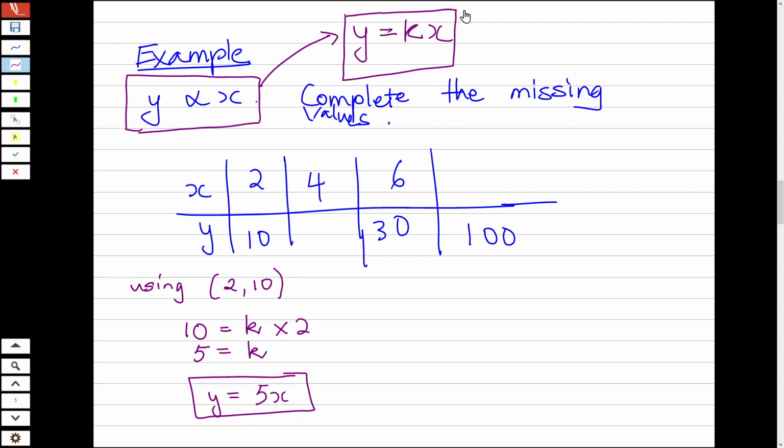Okay, so how can I work out this number here? Or you can even add 5 onto 10. Like just add it.